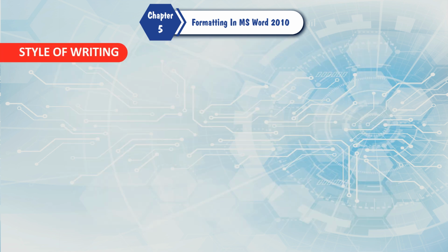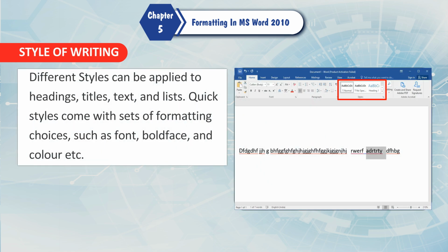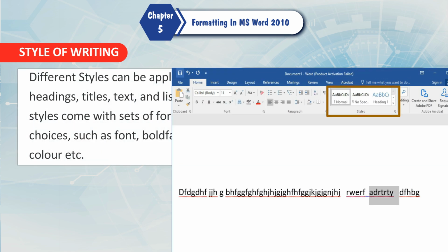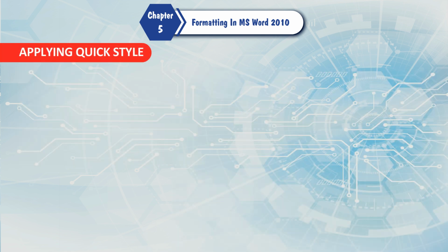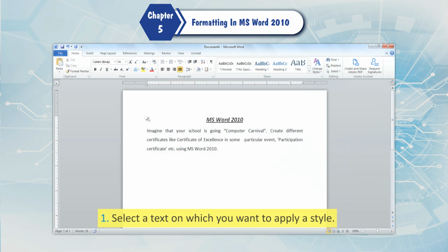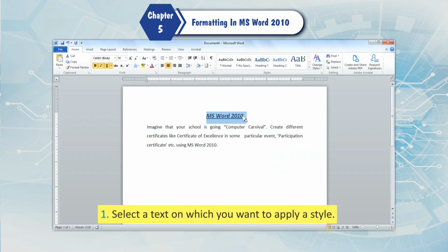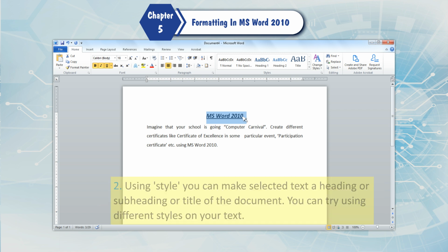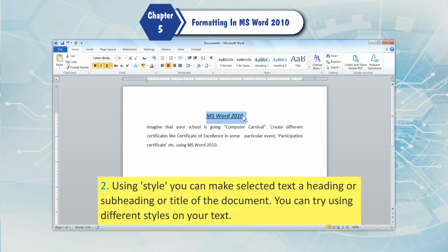Style of writing. Different styles can be applied to headings, titles, text, and lists. Quick styles come with sets of formatting choices such as font, boldface, and color. Applying quick style. Select the text on which you want to apply a style. Using style, you can make selected text a heading or subheading or title of the document. You can try using different styles on your text.